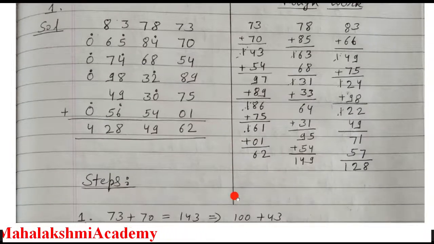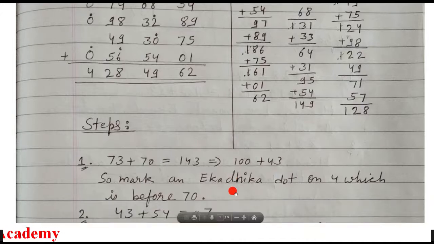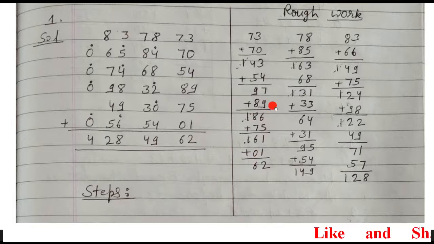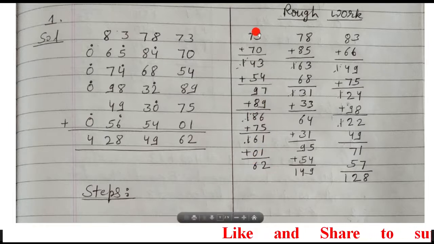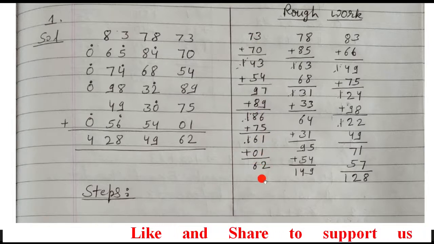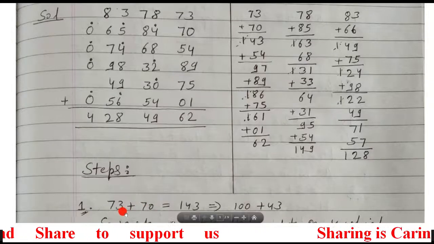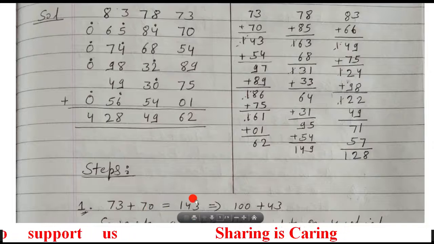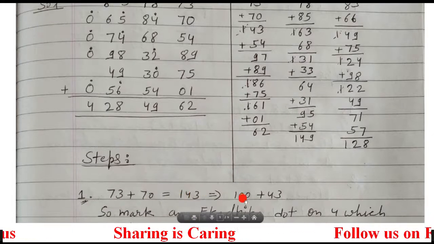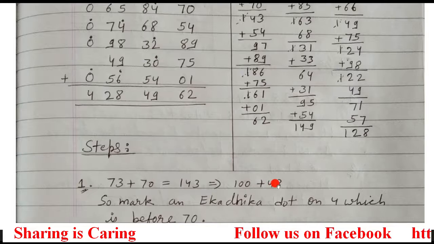Now we'll move to write down the steps. So these steps, what you had done here, according to that just write the steps. Mention in your own language, unless bookish language is going to be very difficult. So just see what we have done here. 73 plus 70. The answer came as 143. So I wrote here as 143.